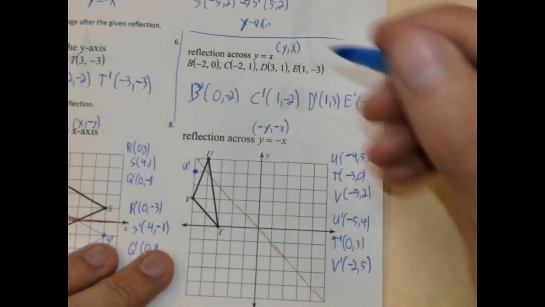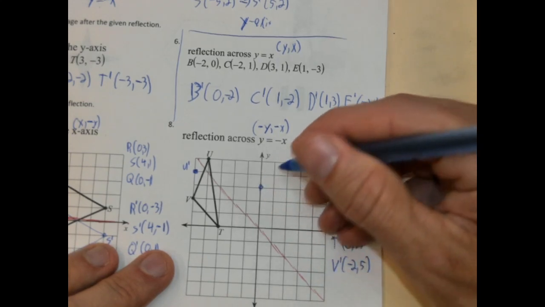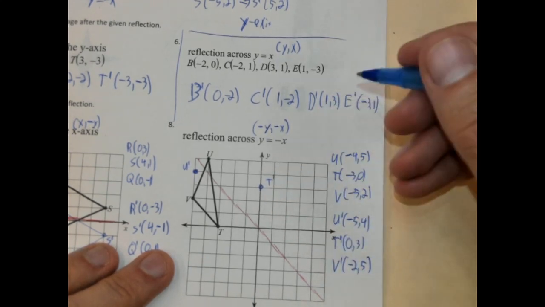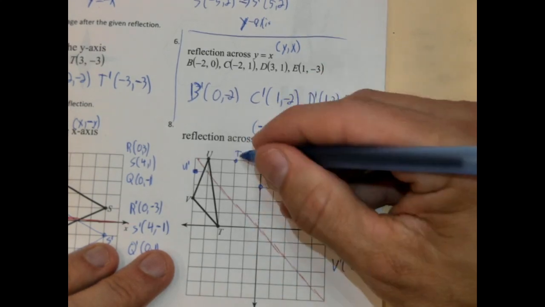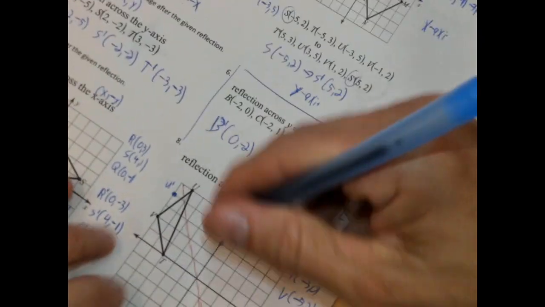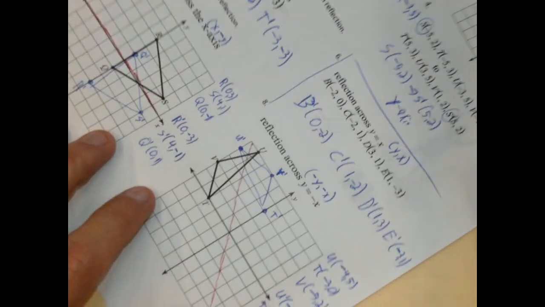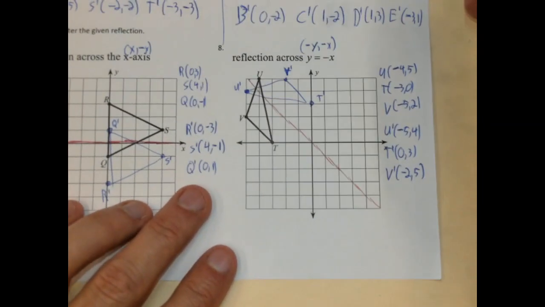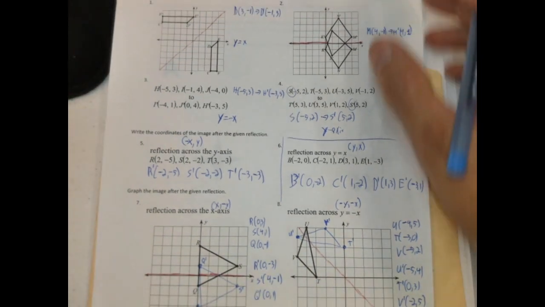Okay. U prime, and then T prime is going to be 0, 3. And then V prime is going to be negative 2, 5. And if we draw it, yeah, that looks about right. Looks like it reflects properly. There we go. Okay, so that's a lot of stuff. So if you're confused about that, let me know.